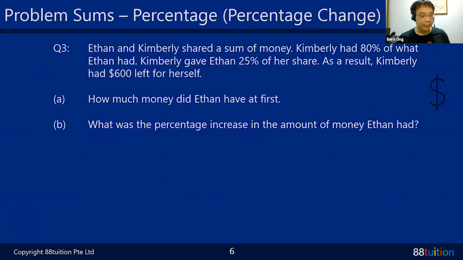Okay, next, Ethan and Kimberly. Ethan and Kimberly share a sum of money. Kimberly had 80% of what Ethan had. So again, percentage, can I change to fraction or not? Let's do it. So 80% of Ethan. 80% can be written as 80 over 100. Divide by 10, divide by 10: 8 over 10. Divide by 2, divide by 2: 4 over 5. Correct or not? So Kimberly had 4/5 of Ethan.